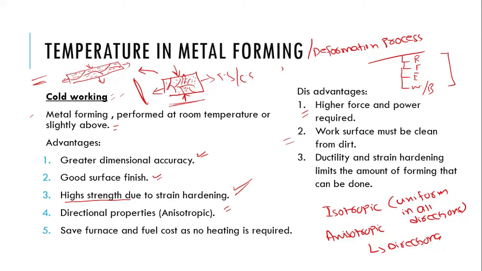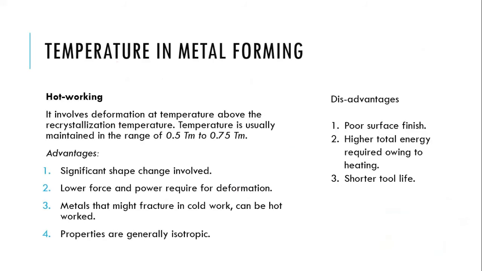So if you have understood cold working properly, it won't be difficult for you to understand the other one, that is hot working. So what is hot working? In cold working, our specimen or the work part was at room temperature or slightly above, while in the case of hot working, the work part of the specimen is at least at a temperature of 50% of its melting point to 75% of its melting point.